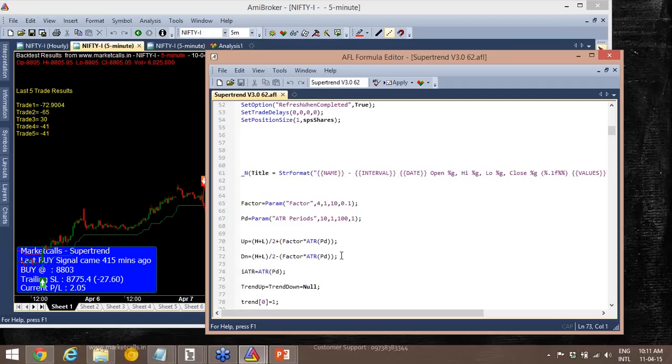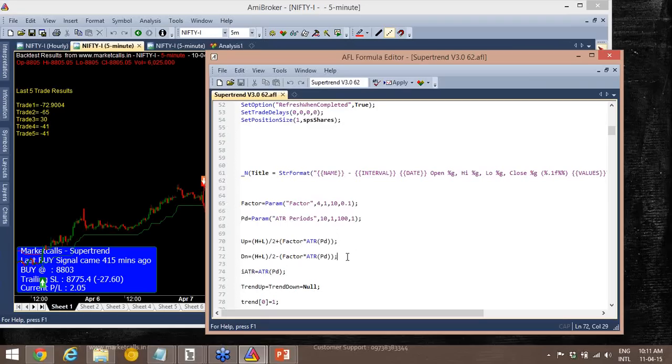And as I said, there are 2 bands. One is an upper band and another one is a lower band. The upper band formula is high plus low divided by 2 plus factor into ATR, and the down channel is high plus low divided by 2 minus factor into ATR. So the bands are built this way, and what we can observe from here is that whenever we reduce the factor, the current value is 4, and if you reduce it to 3 or 2, your stop loss level gets decreased. The factor is the one which will control your trailing stop loss.